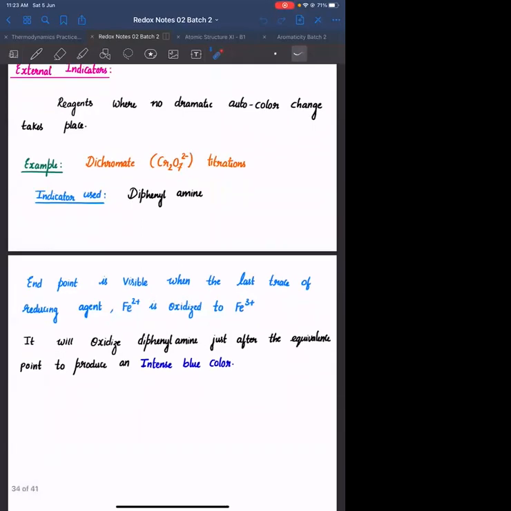So in this case, what will happen? Once the equivalents of FeSO4 are consumed by dichromate, by addition of another drop of dichromate, that will be reacting with diphenylamine, and that diphenylamine will be producing some intense blue color. Okay. Is it clear?